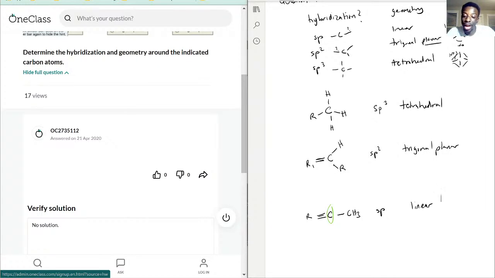Things do go past sp3. I think it's like sp3d. That's when you have those really weird exceptions, like sulfur, for example, which can attach to six things. So there are some exceptions to this, but when speaking about carbons, sp3 is as far as it's going to go.